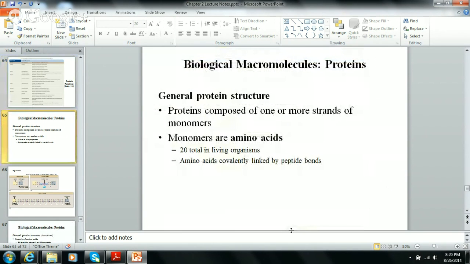So, just like lipids, the basic functional unit for things like triglycerides was fatty acids. In carbohydrates, the basic functional unit is a monosaccharide. And for proteins, the basic functional unit, or the monomer, is an amino acid. And we have a total of 20 of these guys in living organisms. And they connect to one another through a bond called a peptide bond. So when you hear about a peptidase, that's an enzyme that breaks peptide bonds.